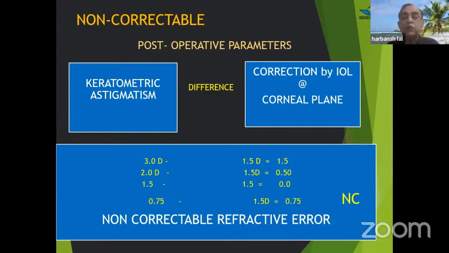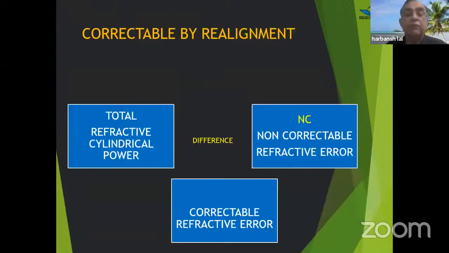So first, after the surgery, we need to find out whatever the keratometric value is and what corneal plane correction this lens can give, and detect that. You will find that this is a non-correctable value. This cannot be corrected, wherever you might put the IOL. Now once you have the non-correctable component, with the refraction of the patient we can find out the correctable component in this refractive surprise. There is a total refractive cylindrical power, whatever the patient is getting as cylindrical power on his specs, and if you subtract the non-correctable component from that, the rest of it is correctable by the realignment.